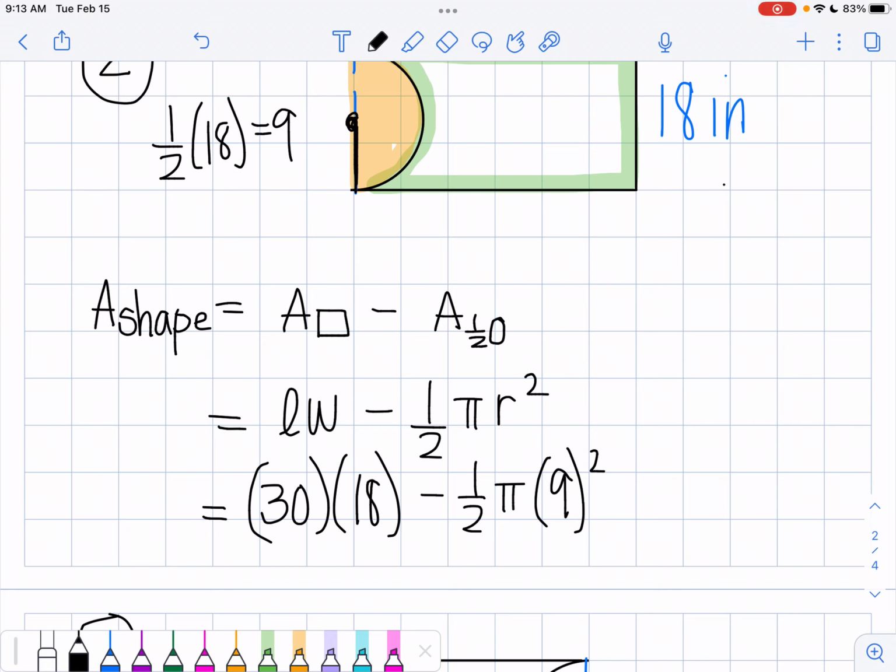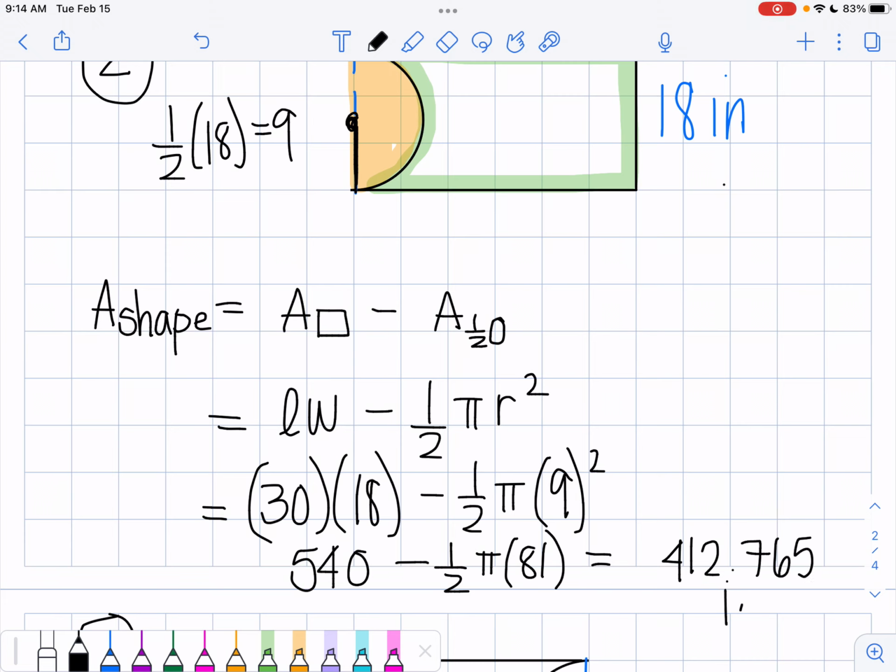So I got 30 times 18 is going to give me 540 minus half of pi times 81. Okay, so I'm just going to plug this whole thing into my calculator. 540 minus 1/2, you can use 0.5 if that helps, times pi times 81. Ultimately gives 412.765. And we are in inches squared.